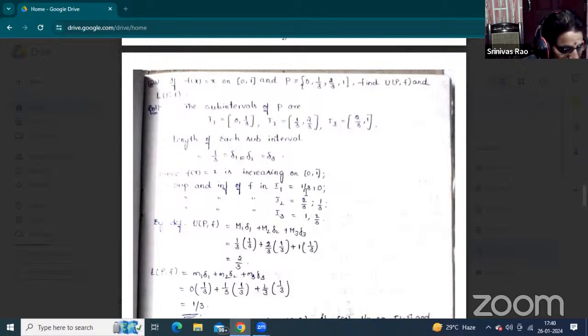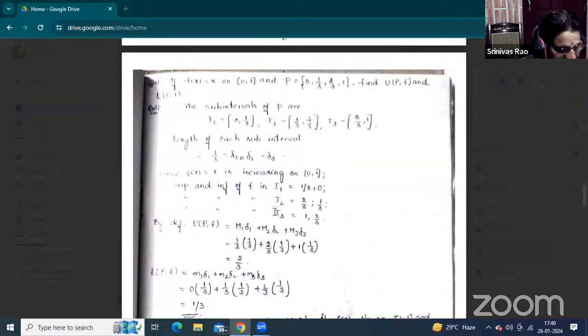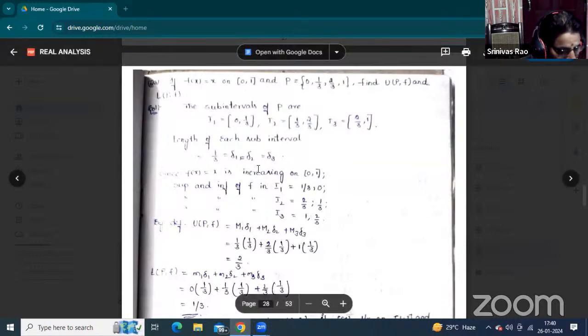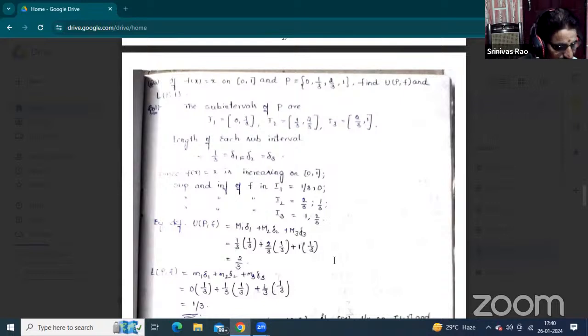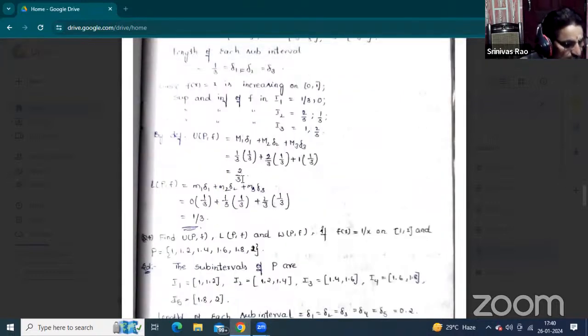This is capital M1, 1 by 3 into 1 by 3. Now capital M2, 2 by 3 into 1 by 3. That is the del 2. And capital M3, 1 into 1 by 3. So after the simplification we are getting the value 2 by 3. That is the upper Riemann sum.